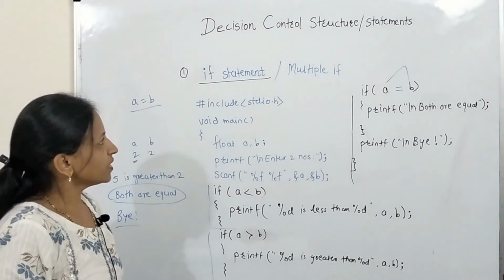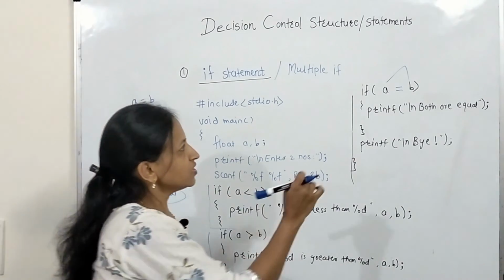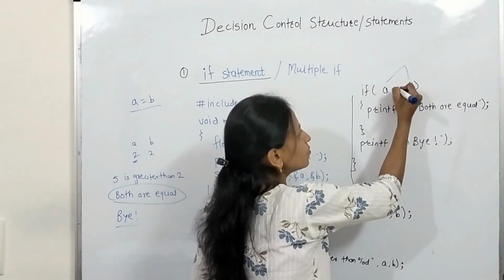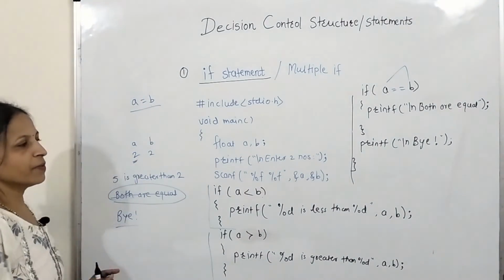This is nothing but how to use multiple ifs inside our program. Actually here don't use single equal to, we have to compulsorily use double equal to, then we will get the proper output.